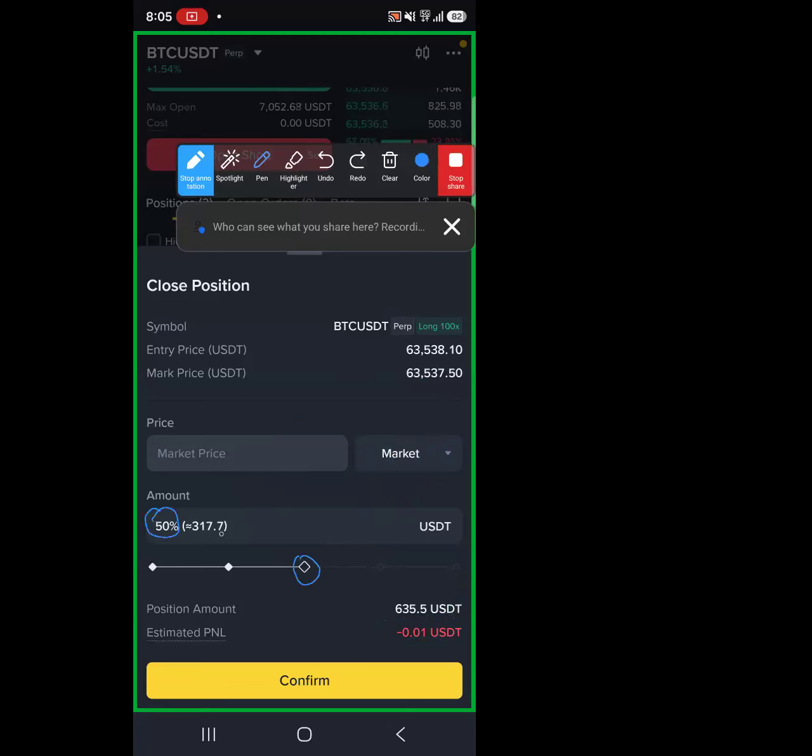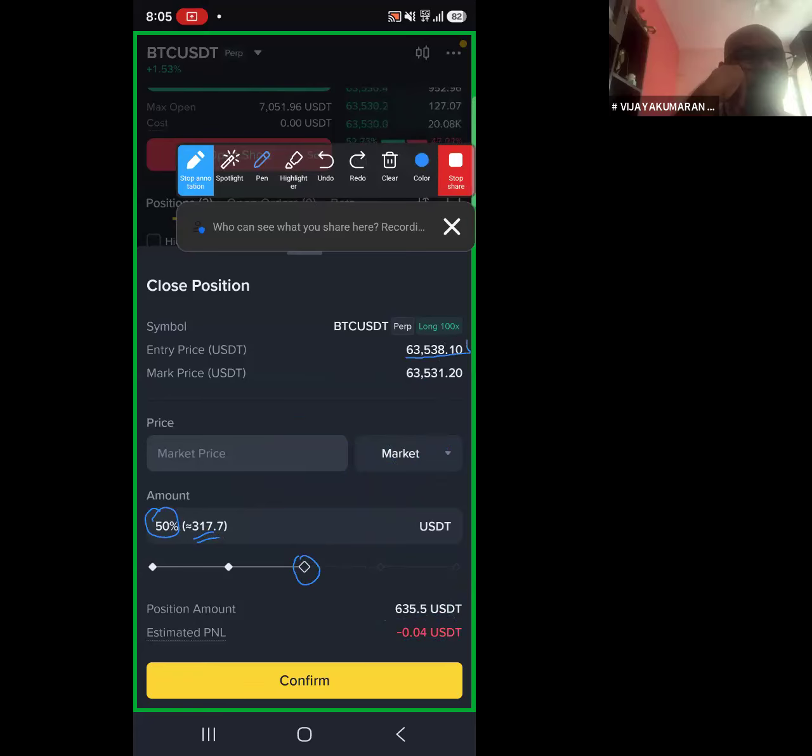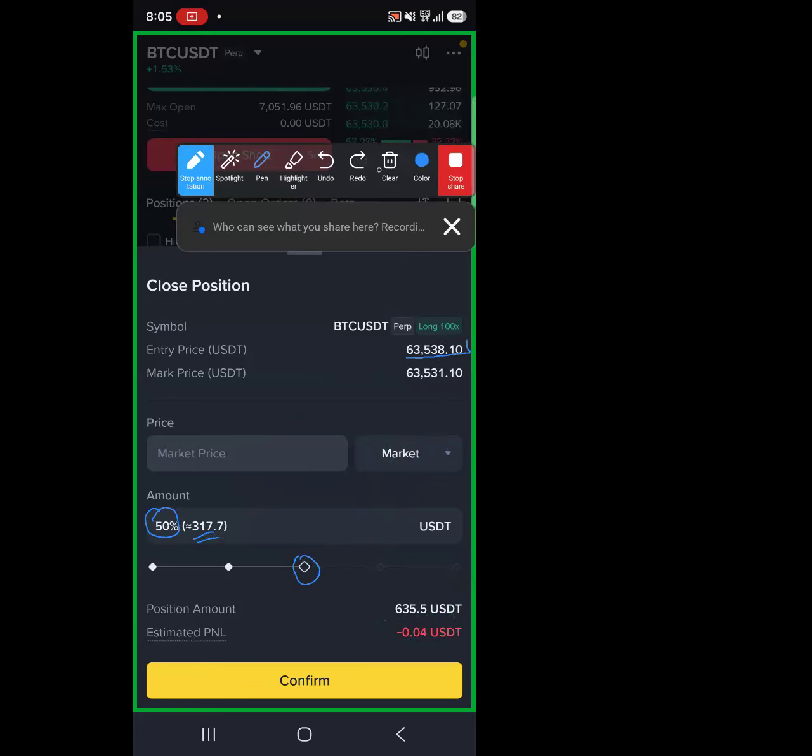So it means this is the amount which is going to get out. Sorry, this is the position amount. So out of the 635.5, you are only going to get out 317.7. That means you're going to have a balance of 317.7 in the market still. You wait until it is again in profit, then you close.